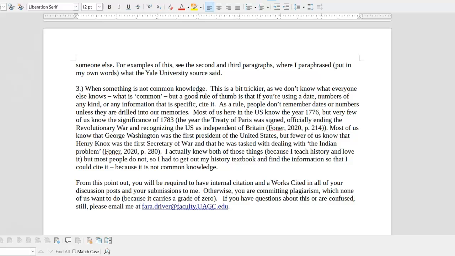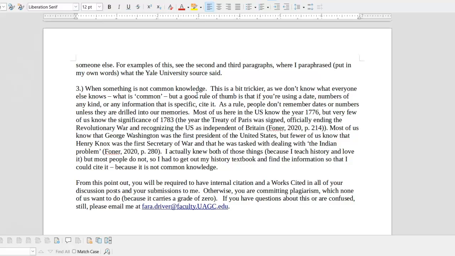Most of us know that George Washington was the first president, but most of us do not know that Henry Knox was the first Secretary of War and that he was tasked with dealing with the Indian problem, as it were. And in fact, for almost all of U.S. history up until the 1930s or 40s, maybe the 30s, administration of Indian reservations and anything having to do with Native Americans was done through the military. It's not until literally the Great Depression, I think it's the 1930s, that the Bureau of Indian Affairs was removed from the Department of War, or from the military, and actually made into a department of its own standing.